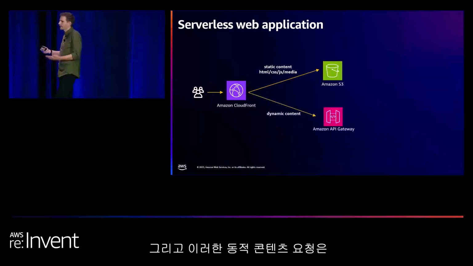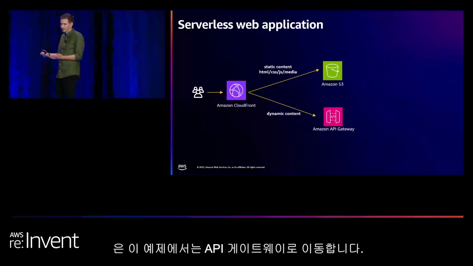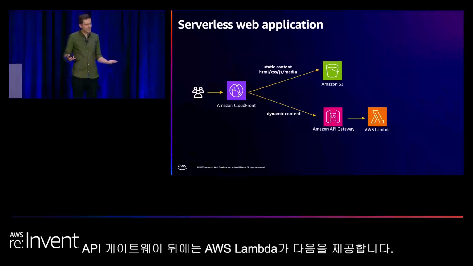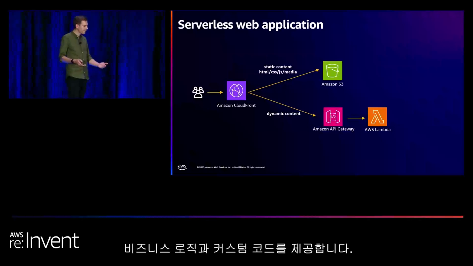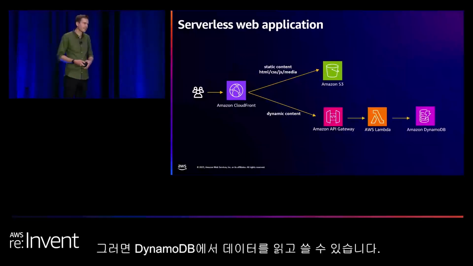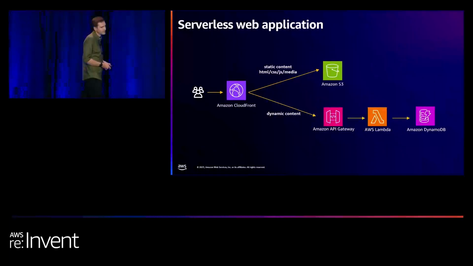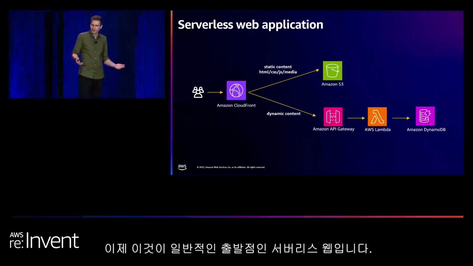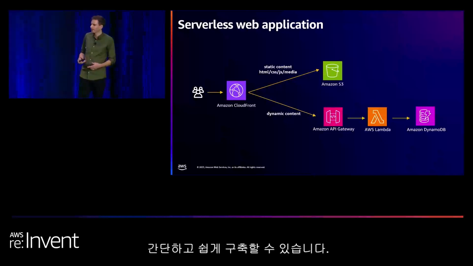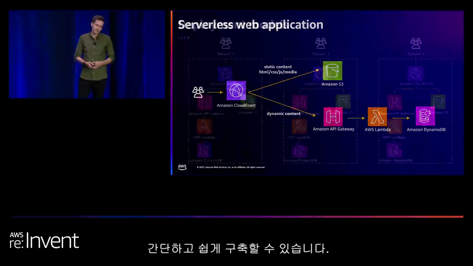And these dynamic content requests will go to, in this example, API Gateway. Behind API Gateway, we have AWS Lambda, providing us with our business logic, our custom code. And then this will read and write data from DynamoDB. Now, this is a common starting point, a serverless web application. It's simple and it's easy to build.